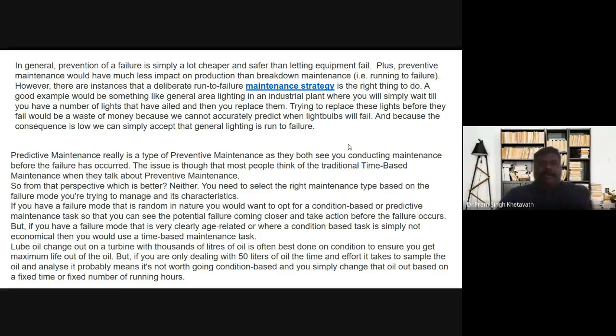That is preventive maintenance. The real type of preventive maintenance is conducting maintenance before the failure has occurred. So we have to see that failure should not happen, then we start doing it. So lubricating, oil change after 1,000 liters of oil is often best done condition-based to ensure.